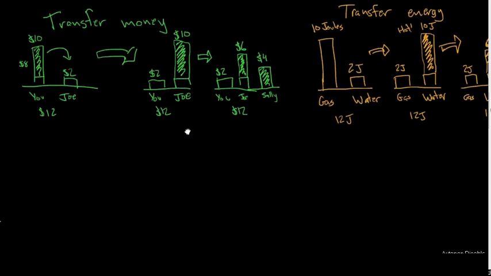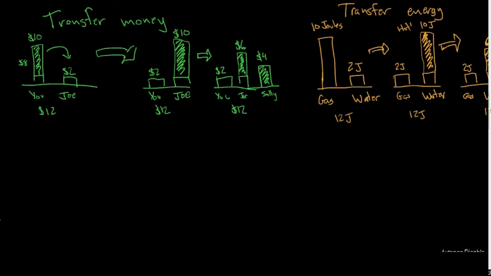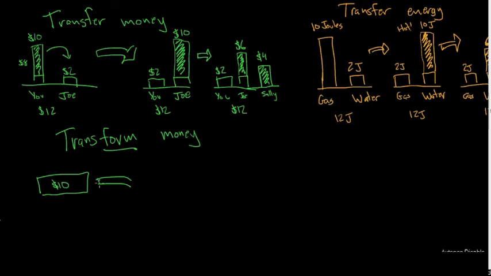Now, another thing that you can do is, let me get green, here we go. You can also transform money, and this means to change the form of money. So this one is pretty simple. You start with a $10 bill, and you can change that into change. You could change that into a whole bunch of coins. Now, you've changed the form of the money, but I don't think I have to tell you that if you start with $10 here, you're going to still have $10 here.